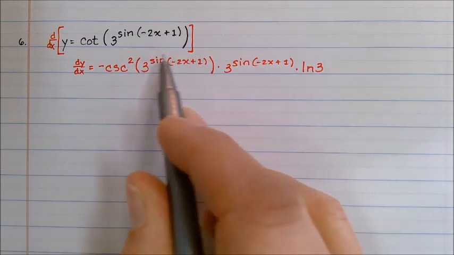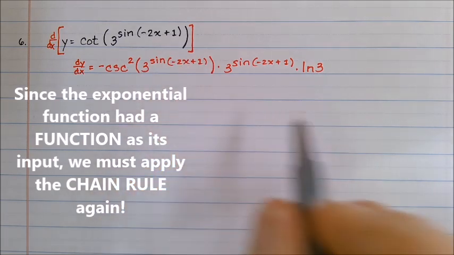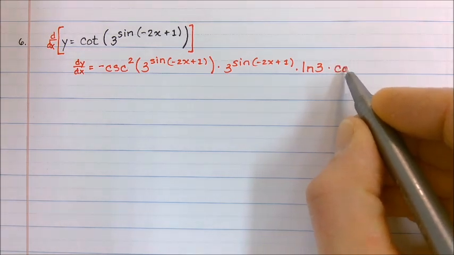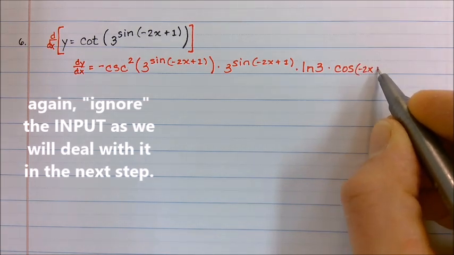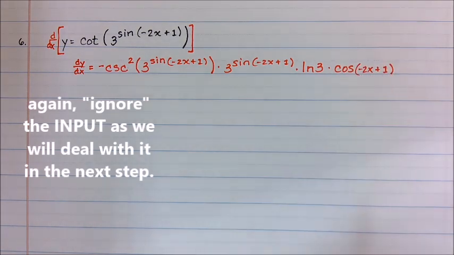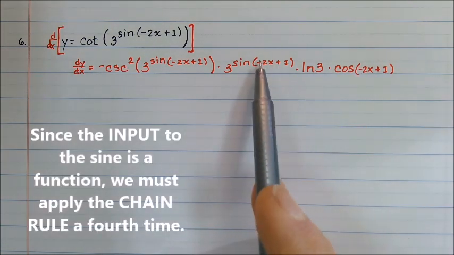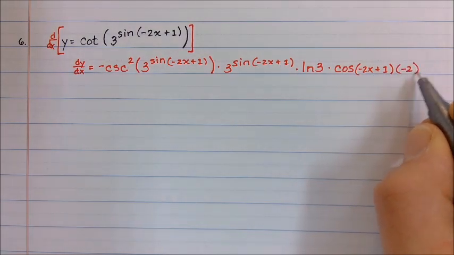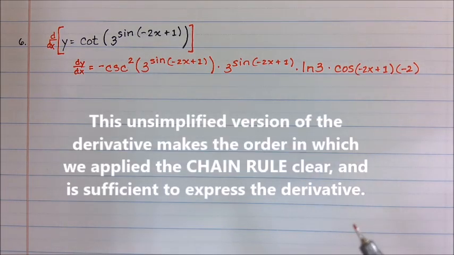Of course, we then need to multiply by the derivative of whatever the exponent was in that function. So we need to multiply by the derivative of sine. The derivative of sine, of course, is cosine. So it's going to be cosine of negative 2x plus 1. But since it's not just sine x, we have to multiply by the derivative of the input of the sine. And so we're multiplying all of this by negative 2. Of course, this is not simplified, it's just written out, but hopefully you can follow the process of peeling back layer by layer.